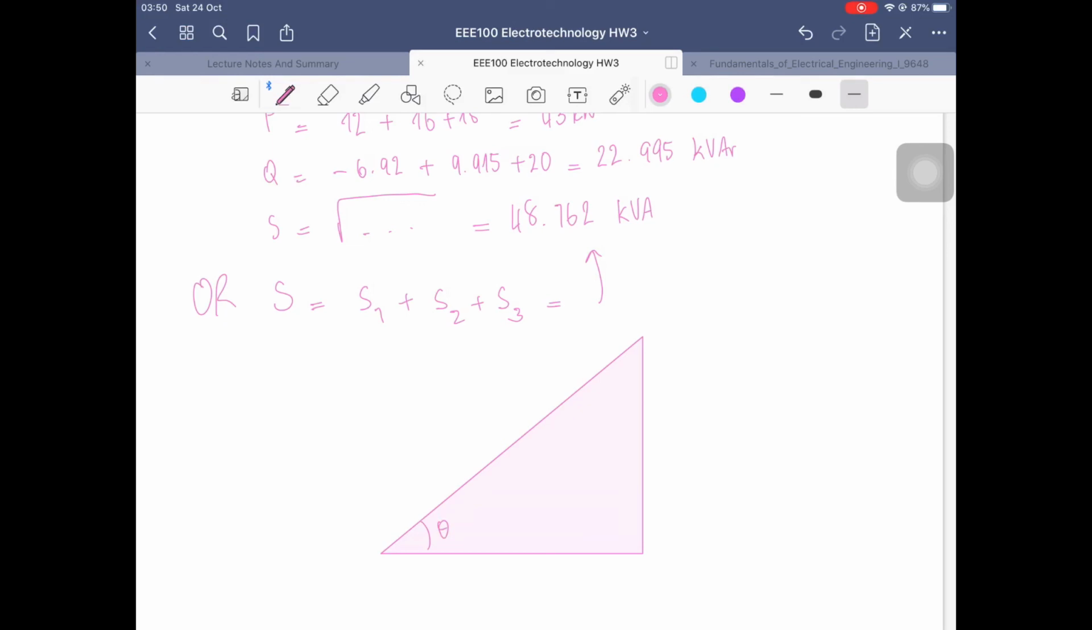Okay, so we have the big right triangle that you actually need to measure really carefully, because in the end it is the true power of the whole circuit, if I'm not wrong. So we have S equals 48.762, Q equals 22.995, and P equals 33.